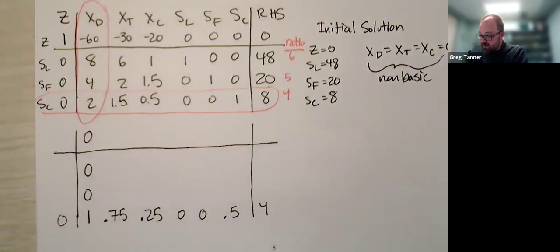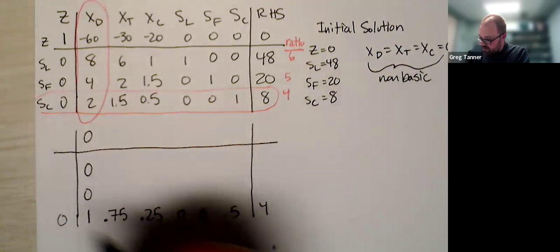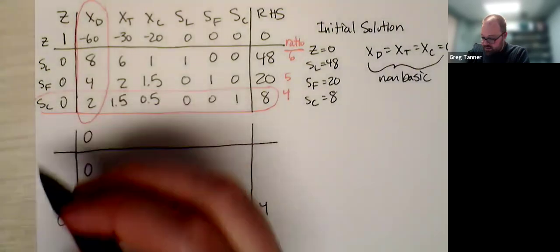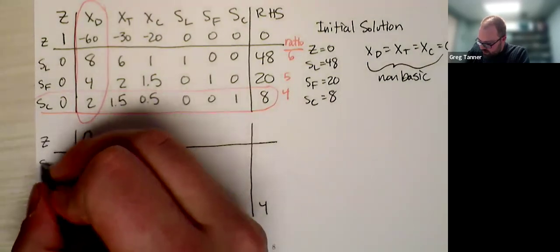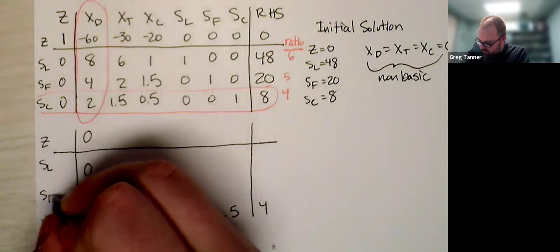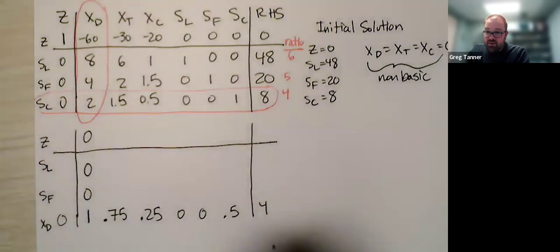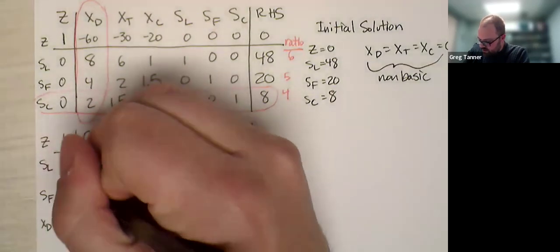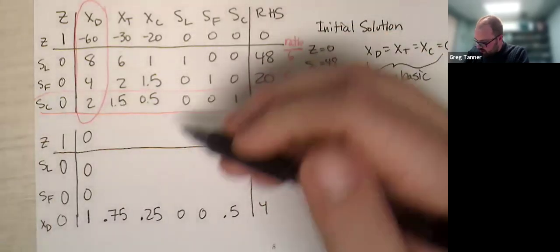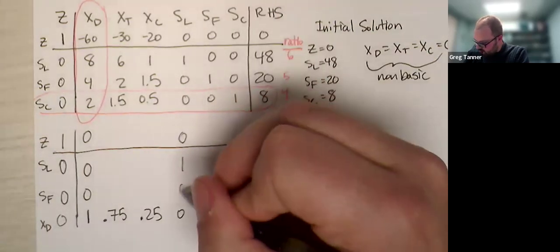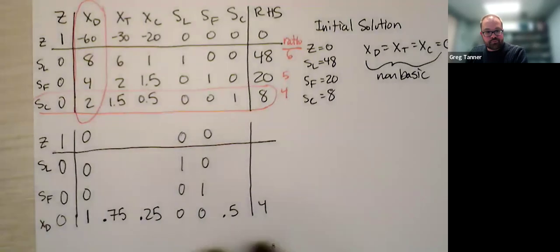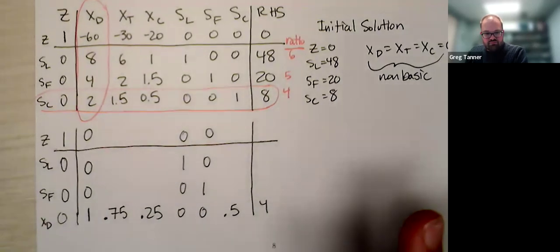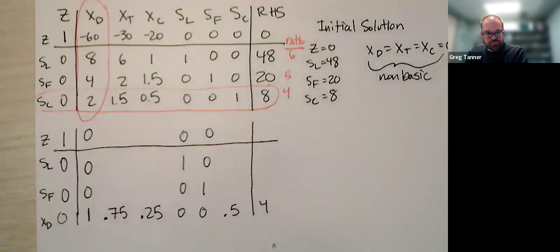Now I can go ahead and fill in because I know my new basis is going to bring XD into SC's spot. And so this is going to be the XD row. But then the other rows are going to be the Z row, the SL row, and the SF row. And so I'm going to expect to see those standard basis vectors in those columns still. And so this column is still going to be 1, 0, 0. The SL column is going to still be 0, 1, 0. The SF column is going to be 0, 0, 1. Okay, so by filling those in, I save myself some work.